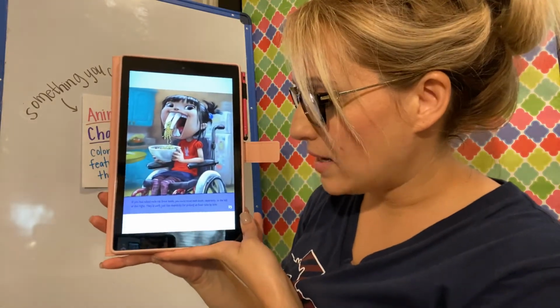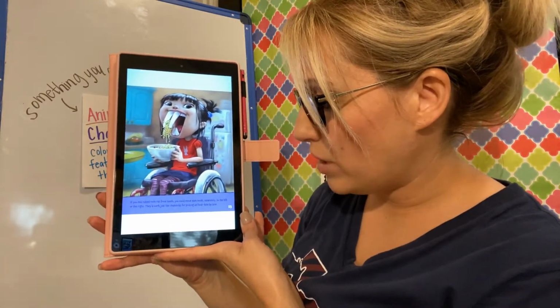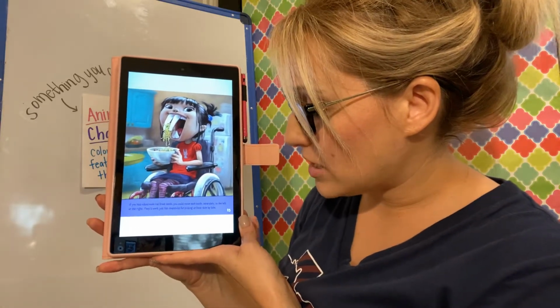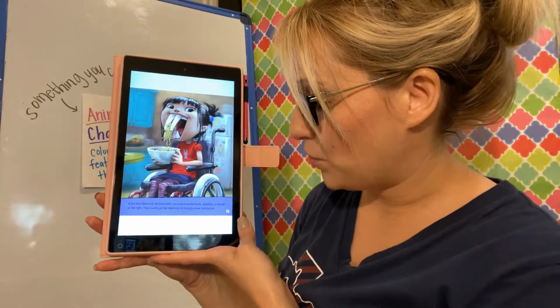If you had naked mole rat front teeth, you could move each tooth separately to the left and to the right. They'd work just like chopsticks for picking up food, bite by bite.